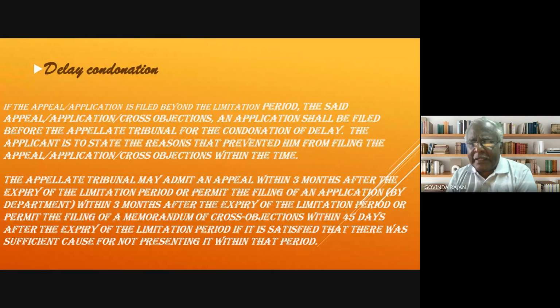If there is a delay, then for each delay they have to file a separate application for condonation of delay, indicating the details of the reasons preventing them from filing the appeal. If the reasons given by them satisfy the tribunal, then it will be allowed, or else the appeal will be rejected.